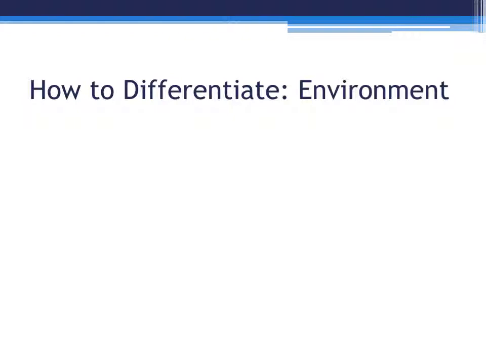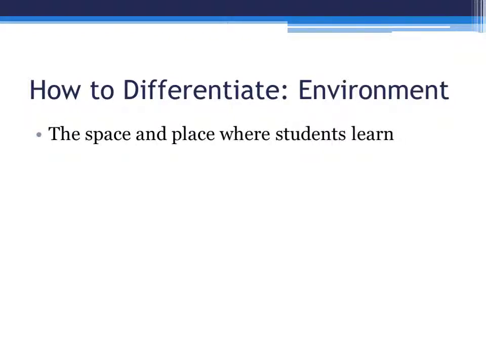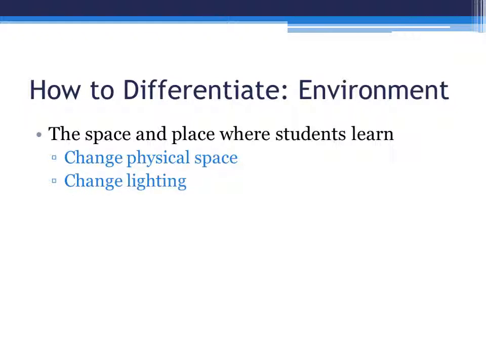And last, we'll talk about differentiating the environment. So this is perhaps the simplest way to differentiate and probably done the least, but differentiating the environment is really the space and place where students learn. So what kind of a physical environment are students in when they're learning? And you can think about that in terms of, are they in a classroom or are they outside? Physical space. Is it a classroom with bright lights?